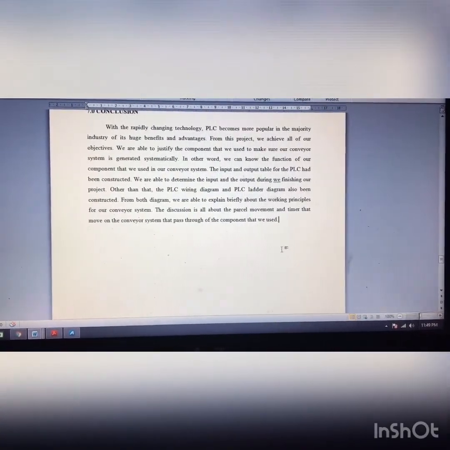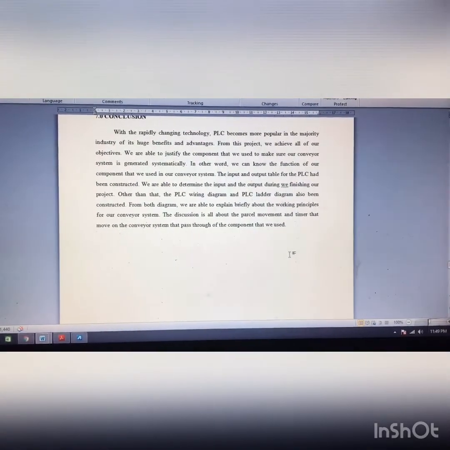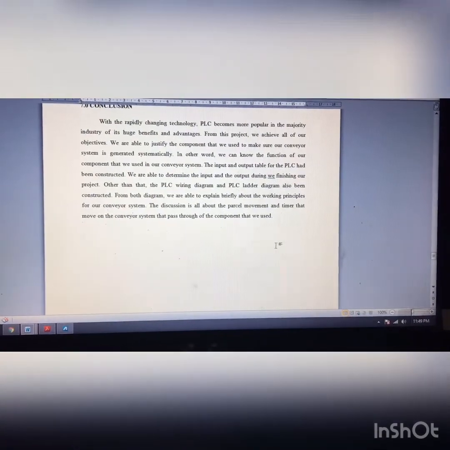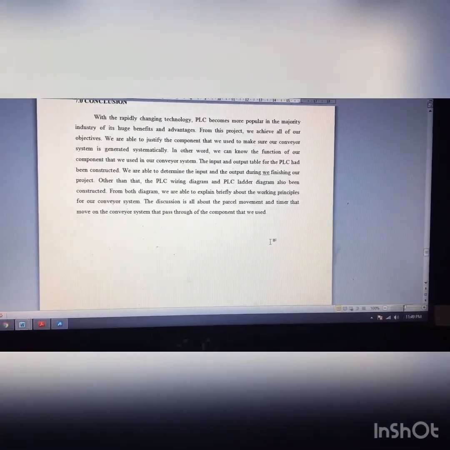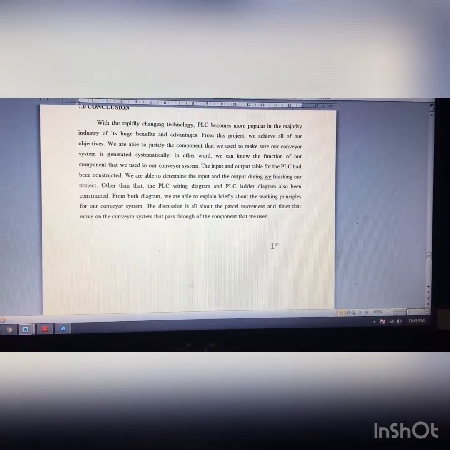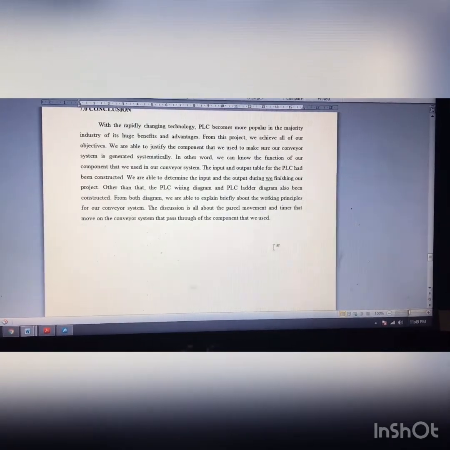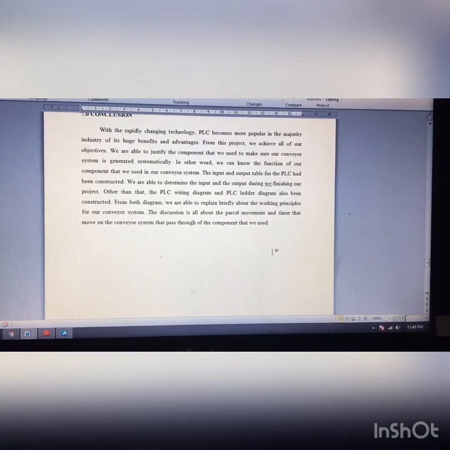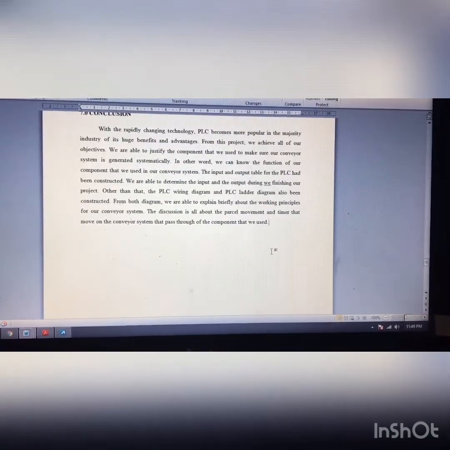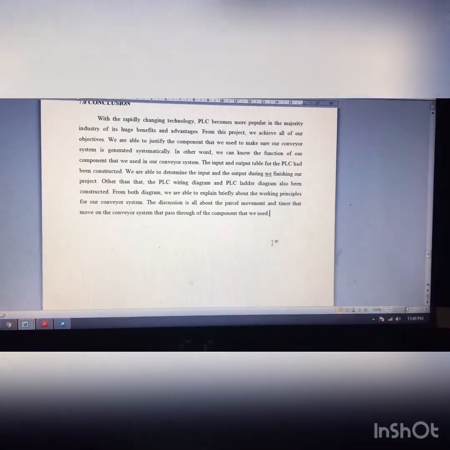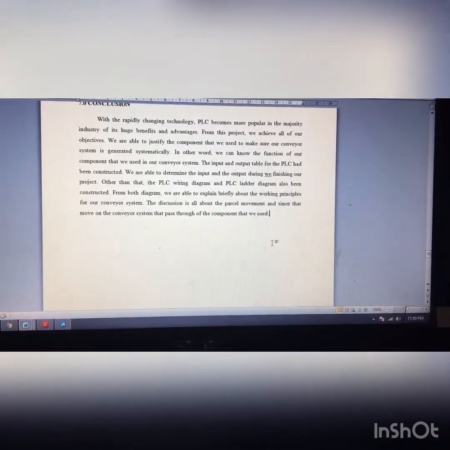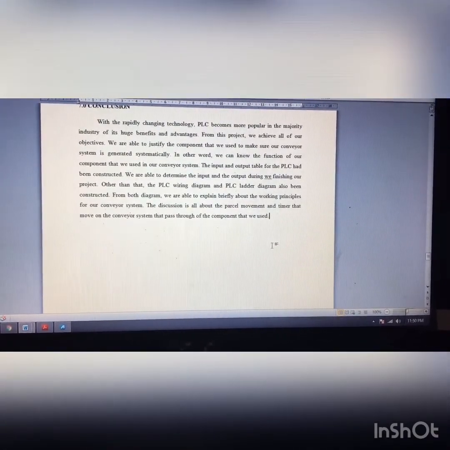For the conclusion, we all know the PLC is becoming more popular in the majority of industries because of its huge benefits and advantages. From this project, we have achieved all of our objectives. We are able to justify the components that we use to make sure our conveyor system runs systematically. In other words, we know the function of each component in our conveyor system.